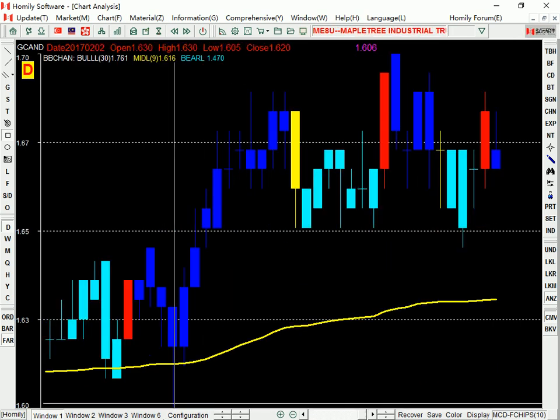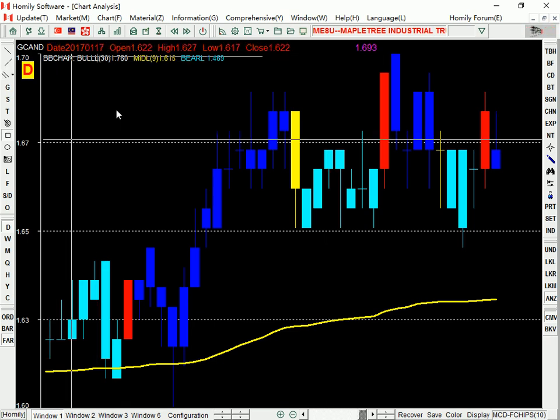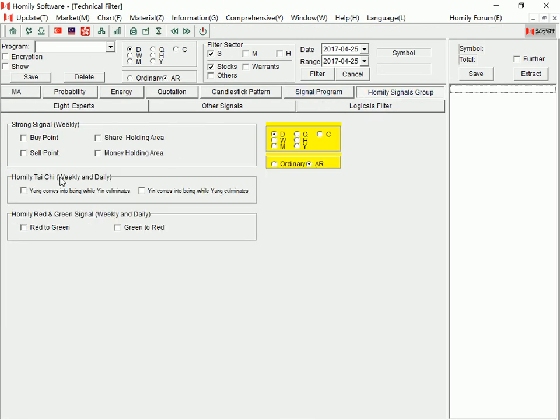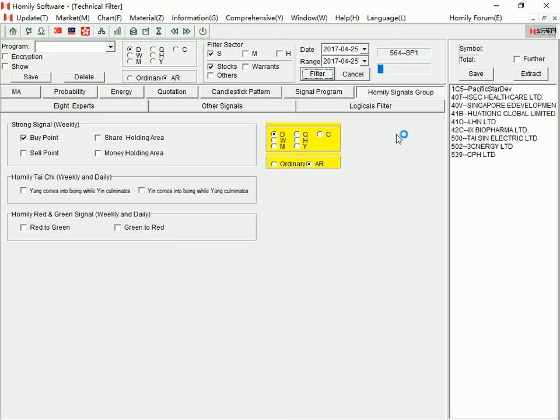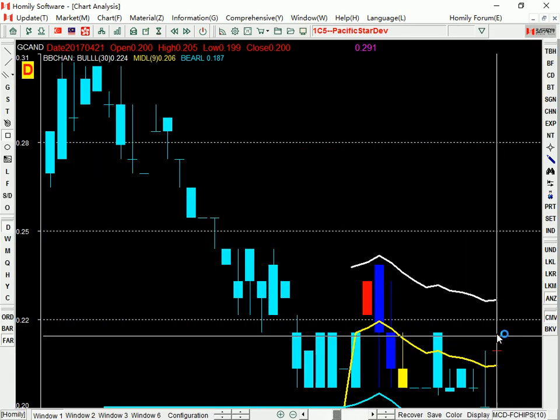Then how to filter? If you want to filter some stocks where the red candlestick appears, you just click the filter. Signal, strong signal group, buy point, just click filter. But so many stocks will come out, then you can check according to the bull and bear channel.